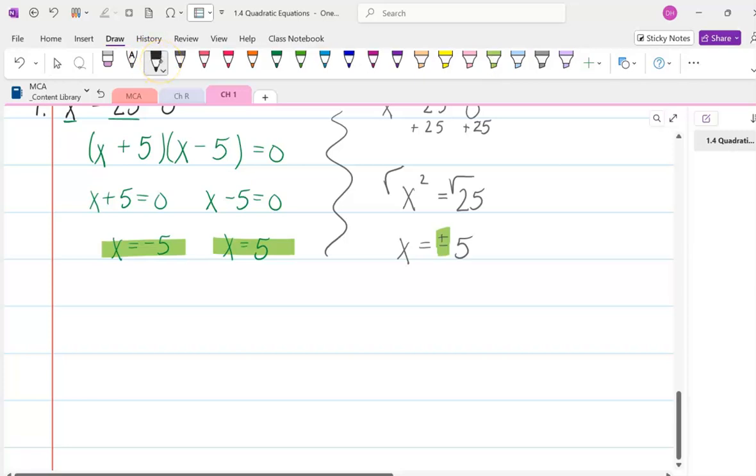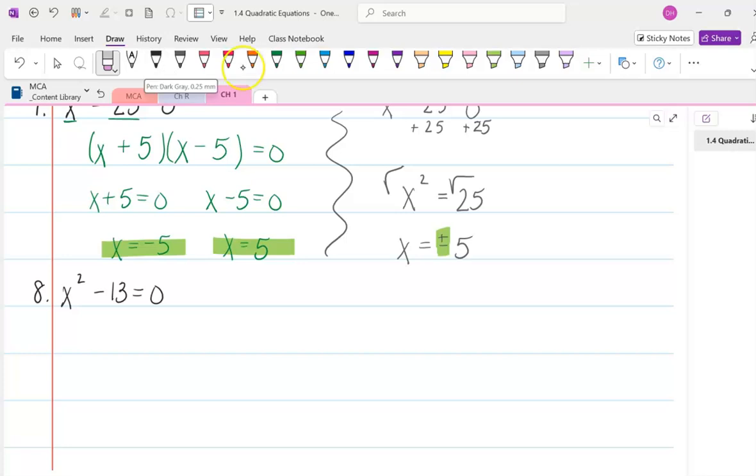Number 8, we'll do x squared minus 13 equals 0. Now, x squared and 13, those are not perfect squares, so we have to reverse the operation. So I'm going to start by adding 13 to both sides. So we have x squared equals positive 13. And when I deliberately square root, we have x equals, and this is important, plus or minus, and you cannot break apart the square root of 13. So this right here is our final answer.